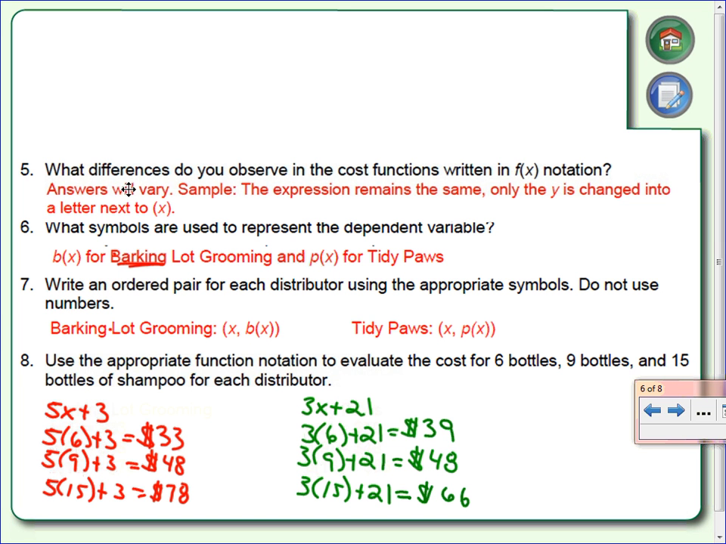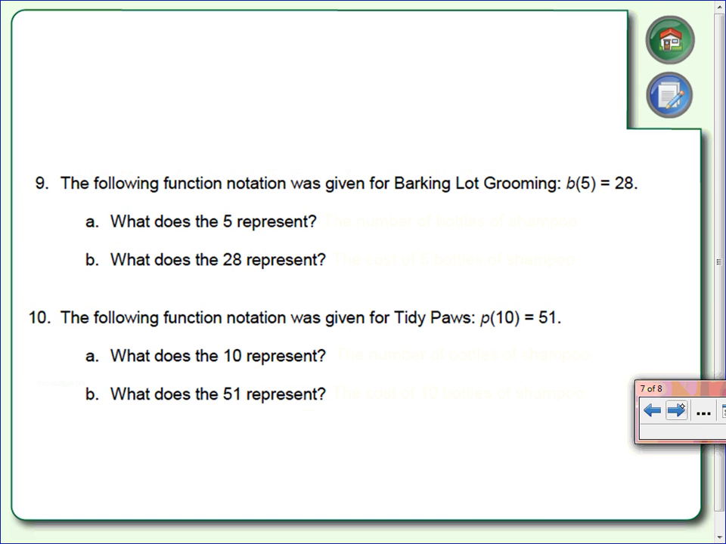Tidy Paws. Why am I going to go over here? Because it's cheaper. So which store I go to is going to depend on how many bottles I want. The more you want, you're probably better off going over here to Tidy Paws.